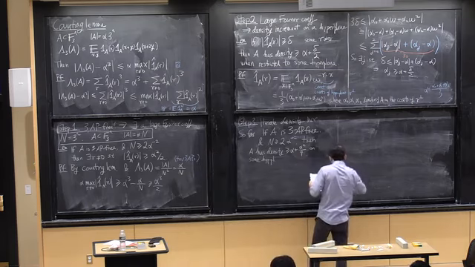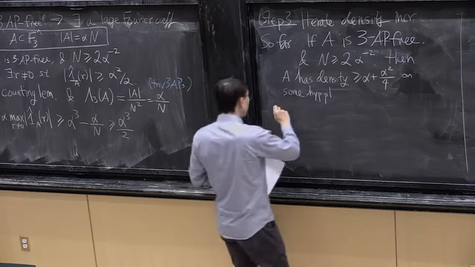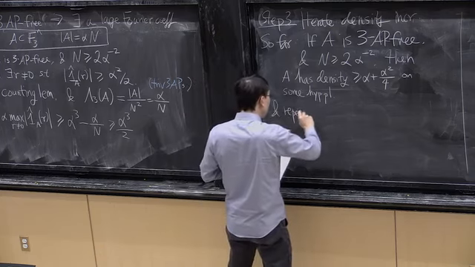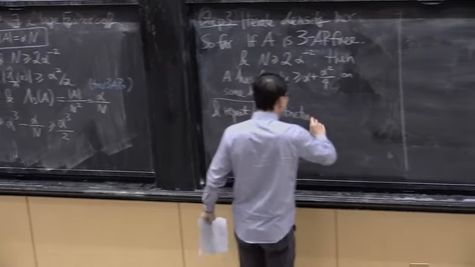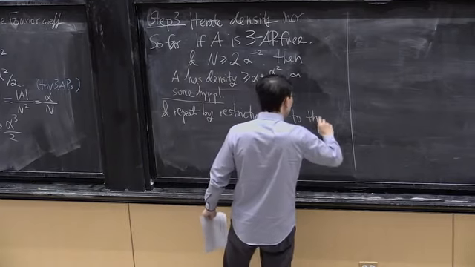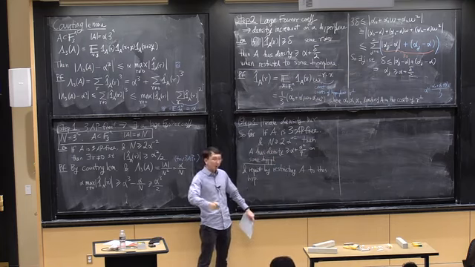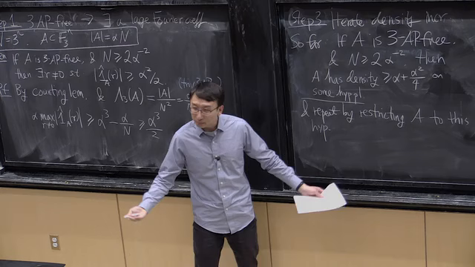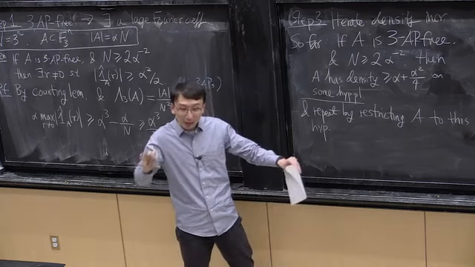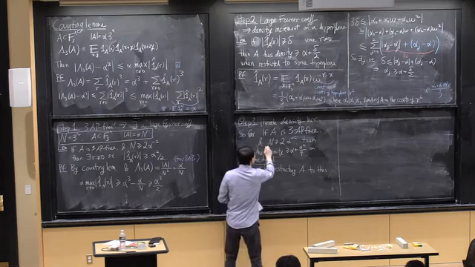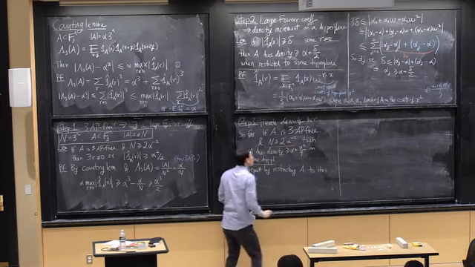Well, I can now repeat this operation. I can repeat by restricting A to this hyperplane. If A is originally 3AP free, I restrict it to a hyperplane, it's still 3AP free. So I can keep going. I can keep going provided that my space is still large enough, because I still need this lower bound on n. So don't forget this one here.